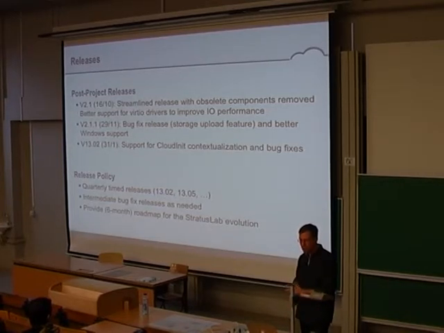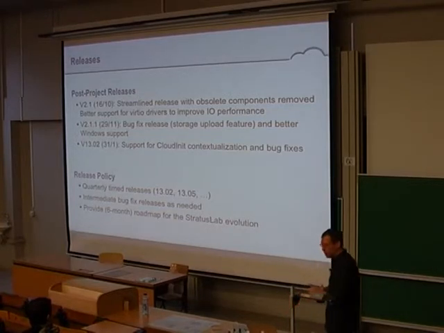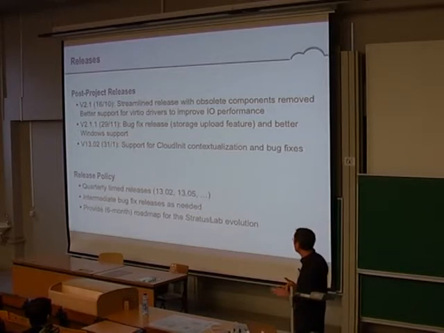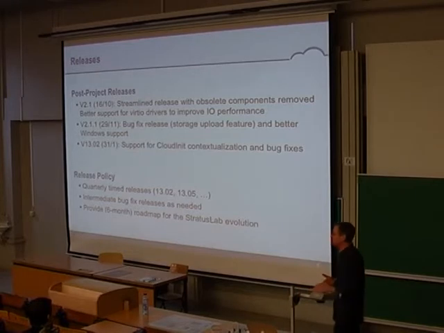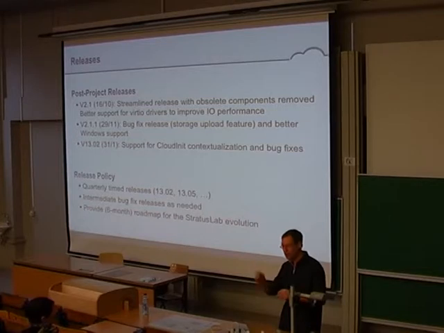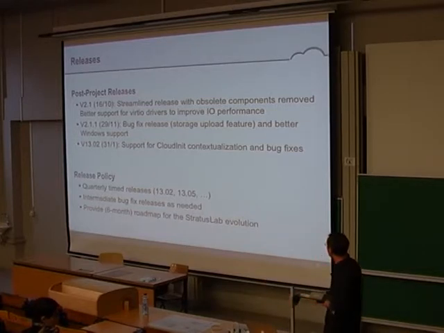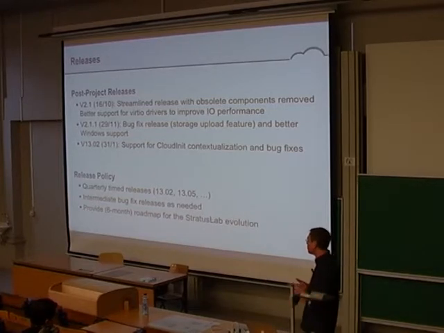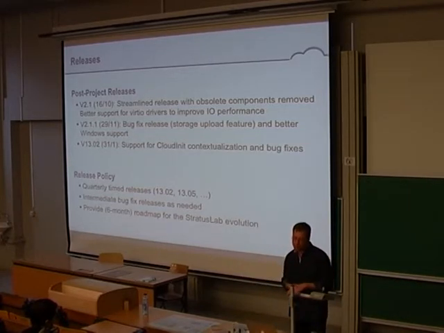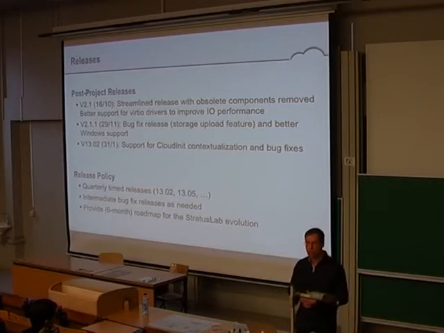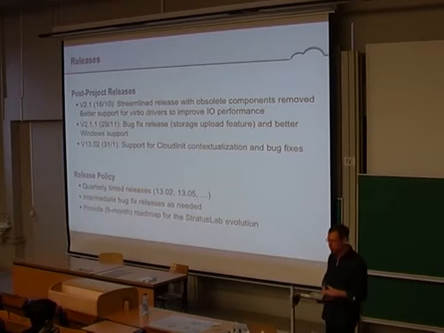And then the release which just came out, in fact, last week, was 13.02. It has support for cloud contextualization and a whole slew of bug fixes that came along with that as well. You notice also we've sort of gone to the Ubuntu type of numbering system rather than the 1, 2, whatever, which ties into our release policy now, which is we're having quarterly timed releases. So we're planning 4 major releases a year, basically, with intermediate bug fixes as needed. So if we really do need to fix bugs in a short time scale, we'll make intermediate releases for that.